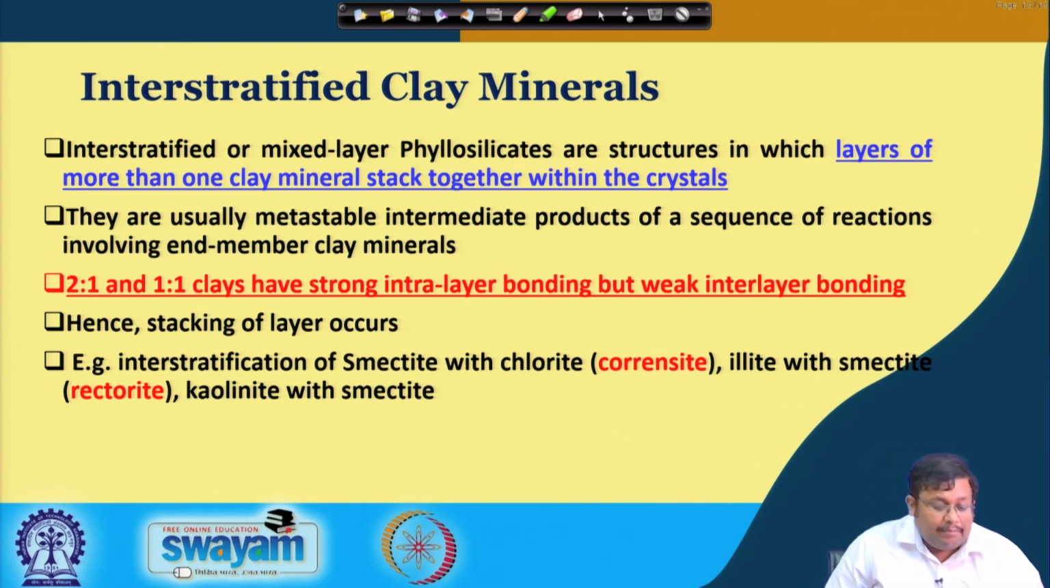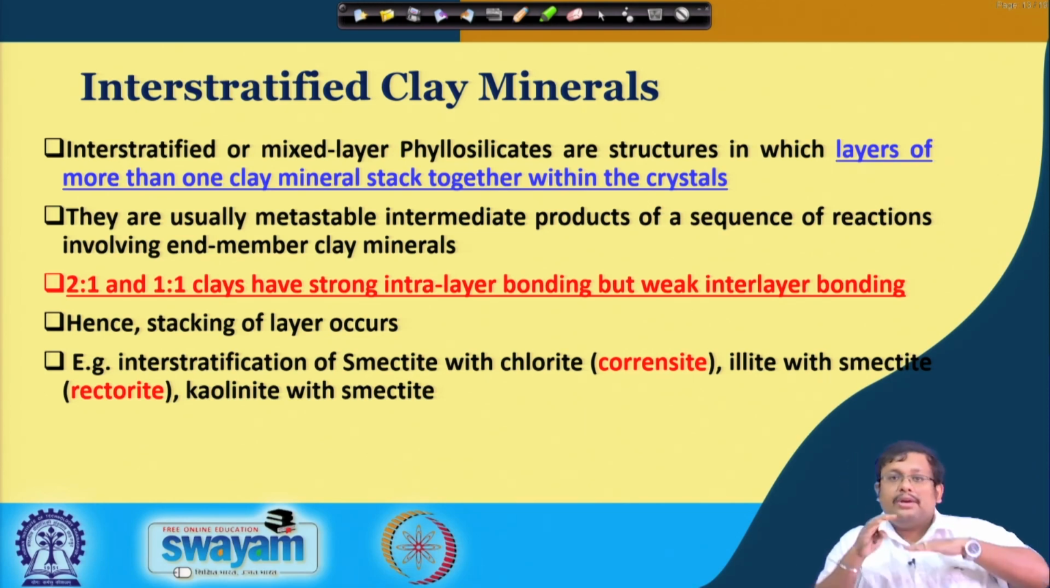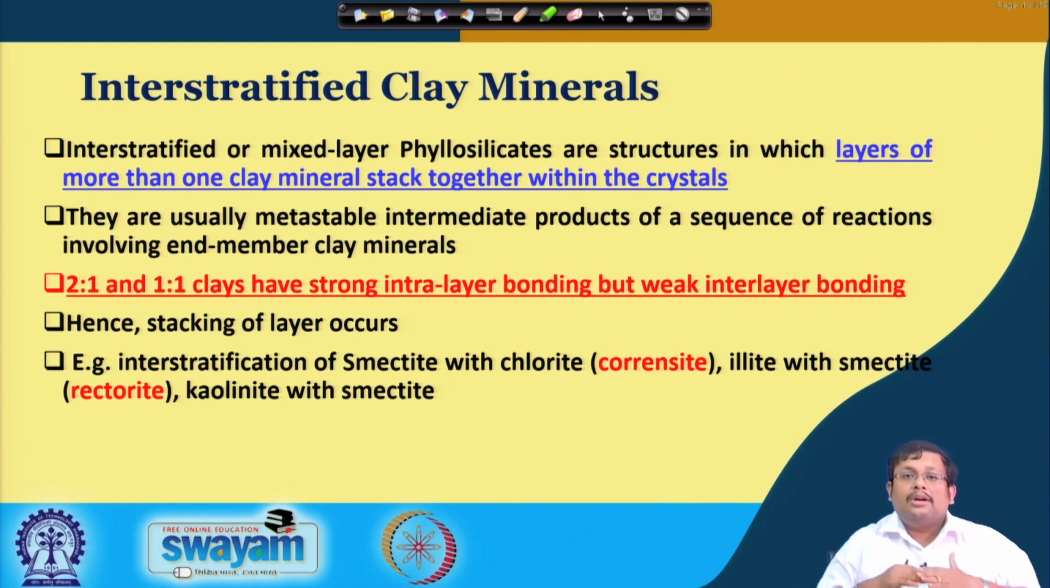For example, in 2:1 and 1:1 type of clay minerals, you know, they have strong intralayer bonding but weak interlayer bonding. That means the 2:1 layer has strong intralayer attraction. However, when they stack upon each other, their bonding is relatively less. As a result of that, there is stacking of different layers.